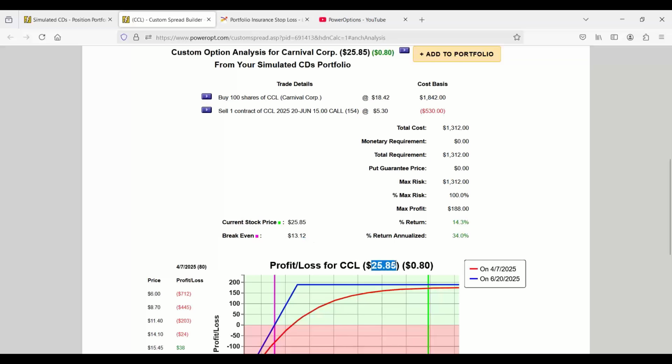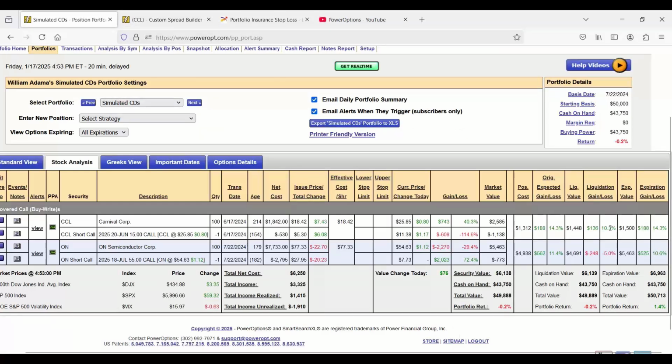And of course, the stock's up at 25.85. That's that 40% movement. So we could liquidate right now and take pretty much 65% of the max return we expected with a 10.3% return. Could we roll this position? Of course we could. How do we do that?